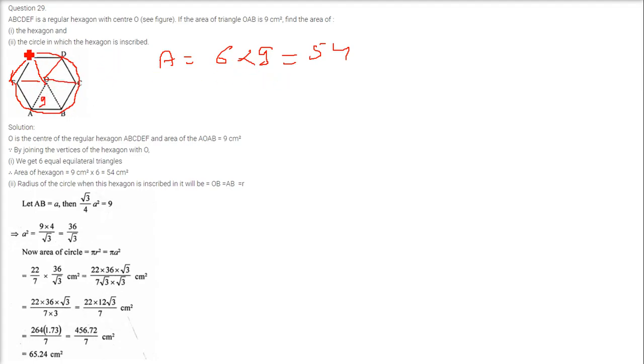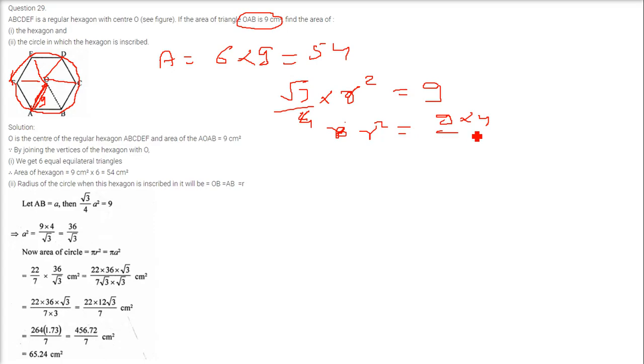This is done. Now circle in which the hexagon is inscribed, so for that we need the radius, and radius is nothing but the side of the equilateral triangle. So what is the area of the triangle, which is equilateral triangle? √3 by 4 into a square, which is nothing but the r square also. It is given that the area of triangle is 9. So r and a both are same, so r square will be equal to 9 into 4 by √3. So this will be 36 by √3.